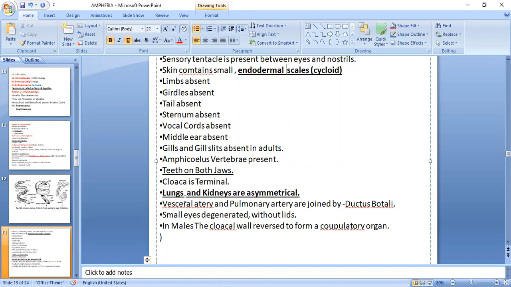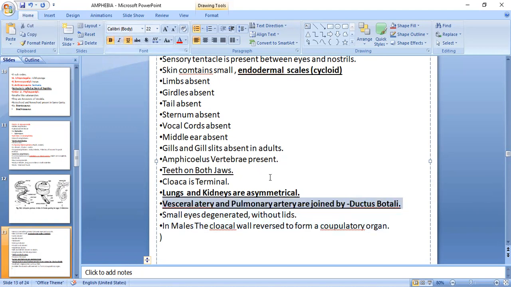So where we remind the students that in lungs, one lung is smaller, one lung is bigger, and kidneys are also the same. They are asymmetrical, not equal. Okay, and this is also a very, very important point.